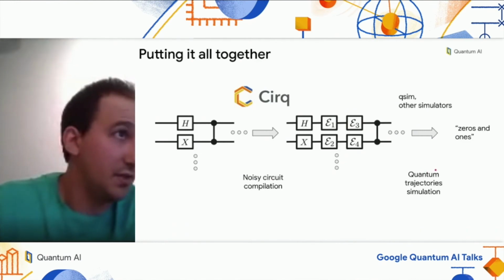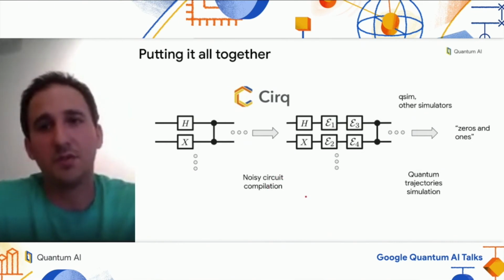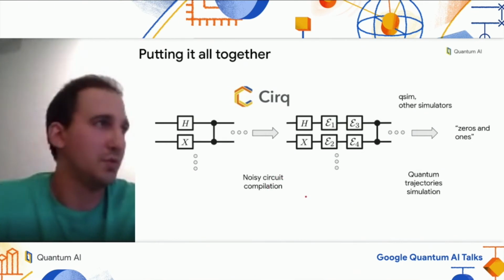I want to stress that this is also the combined effort of multiple physicists, multiple computer scientists, and multiple software engineers.